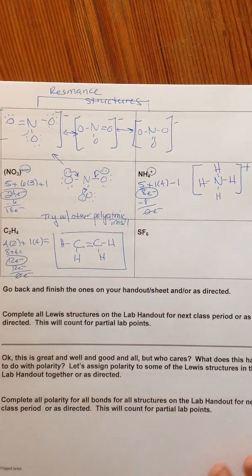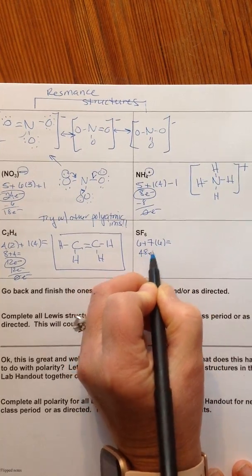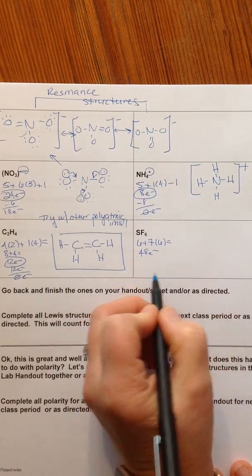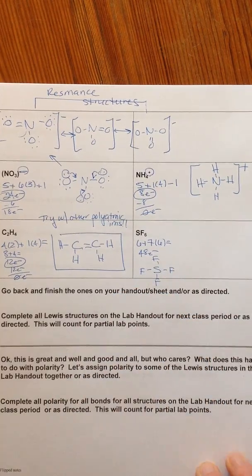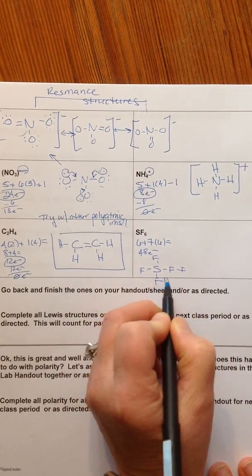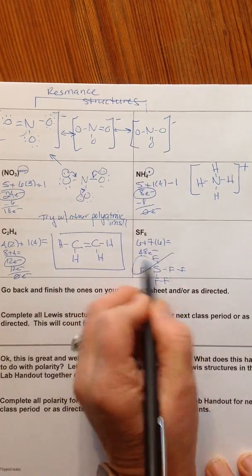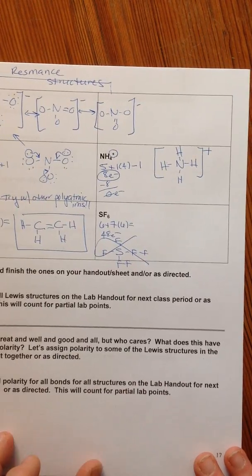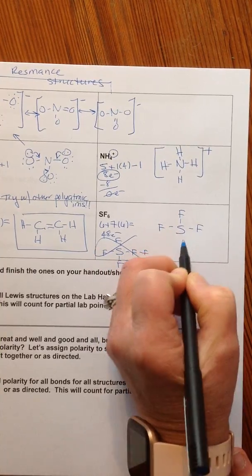Now the last one, SF6, sulfur is 6, fluorine is 7, and there are 6 of them, so we have a total of 48. And the logical thing to put in the middle is sulfur with fluorine, fluorine, fluorine, fluorine, and then sulfur has 8, and so what students will do is they will try all kinds of renditions of trying to put fluorine on another fluorine. I can save everybody the headache and say that that will never work. And what you have to do is you have to put sulfur in the middle and 6 fluorines around it.